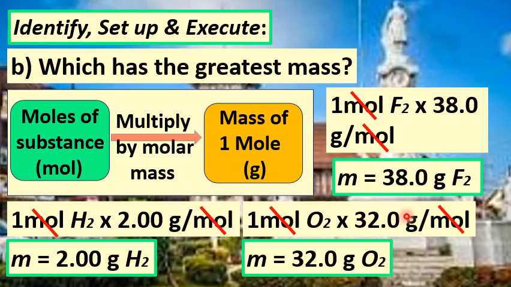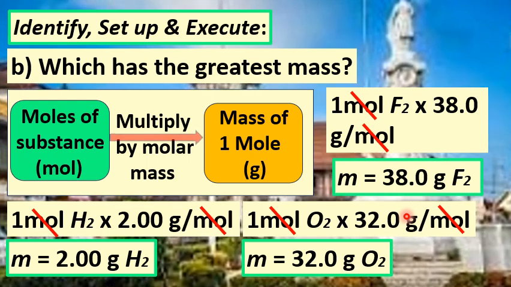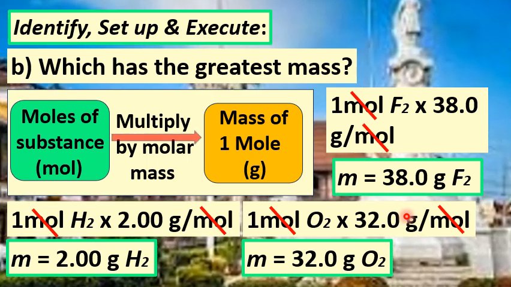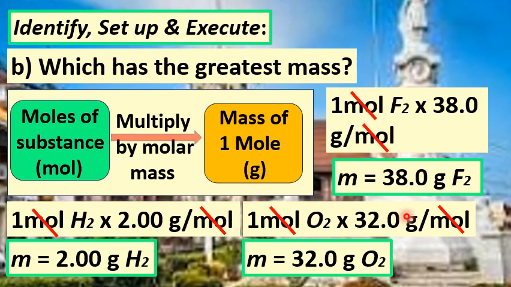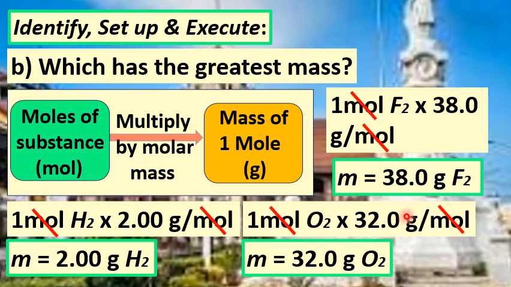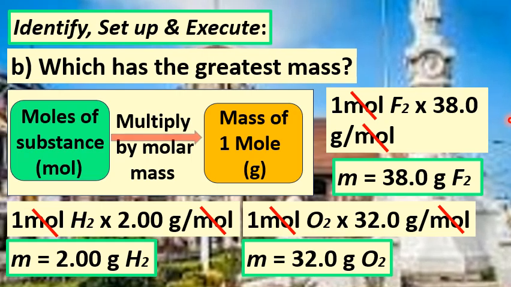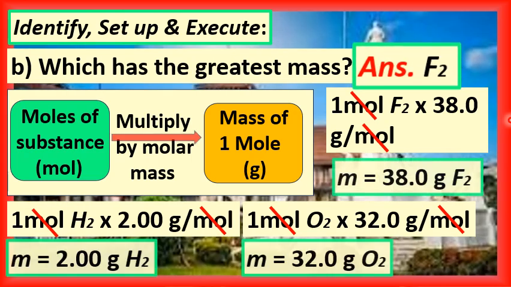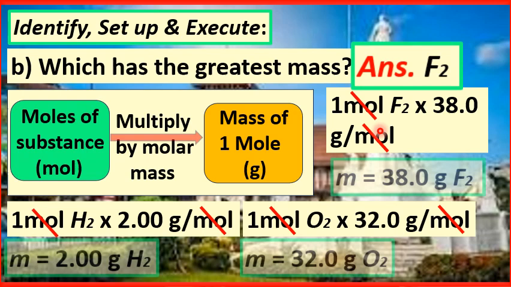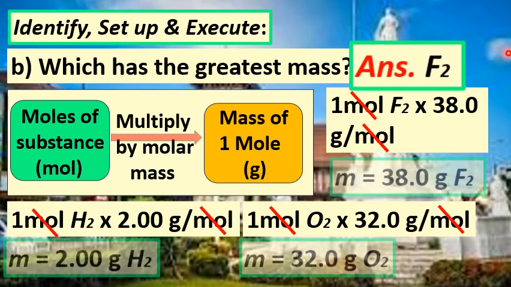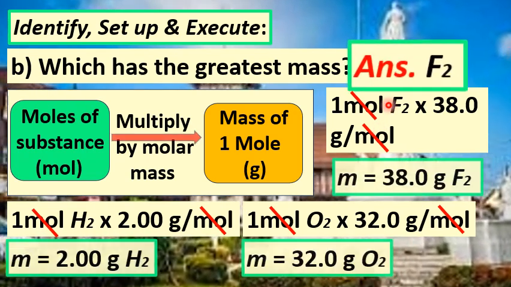So therefore, our final answer to this question, which among the three gases has the greatest mass? Our answer is, of course, F2 or fluorine gas has the greatest mass.